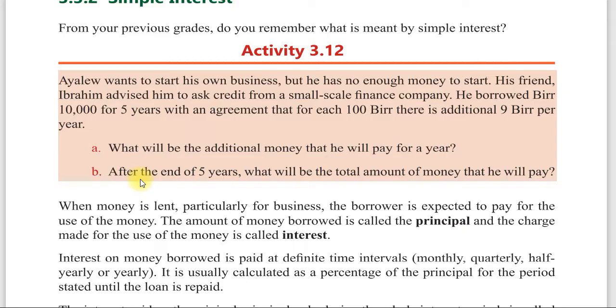So there is simple interest and compound interest, and they are calculated like this. When money is lent, particularly for business, the borrower is expected to pay for the use of the money.